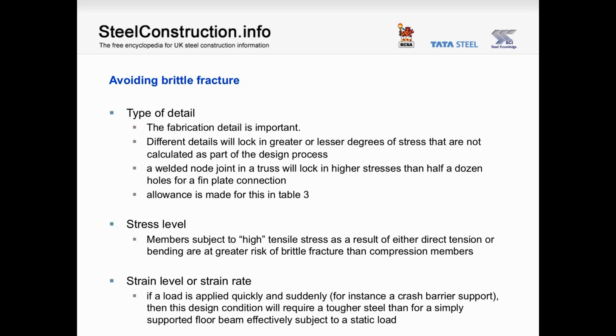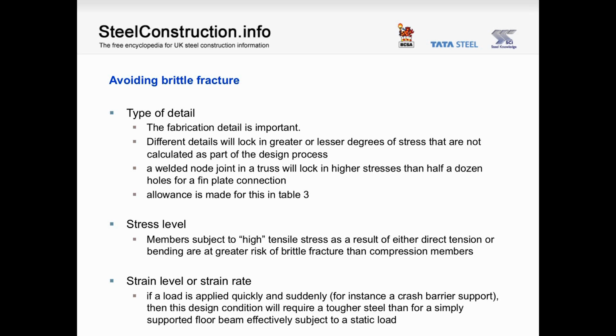The type of detail primarily relates to fabrication processes. For example, are holes to be punched or drilled? Punching will cold work the steel local to the hole and leave behind microscopic defects that can act as points of crack initiation. Drilling, on the other hand, is more forgiving.